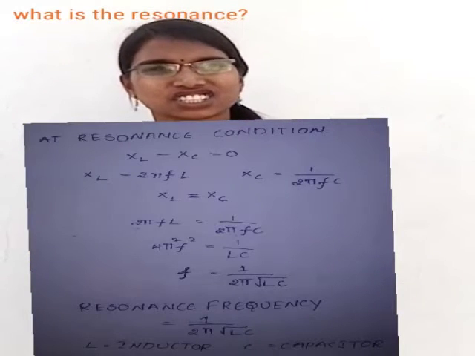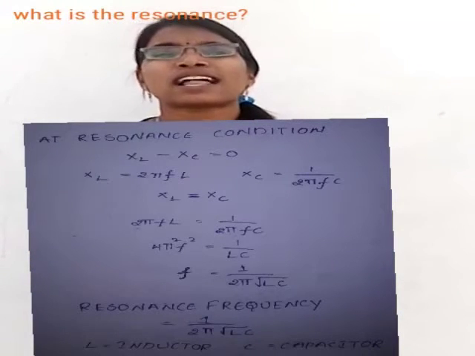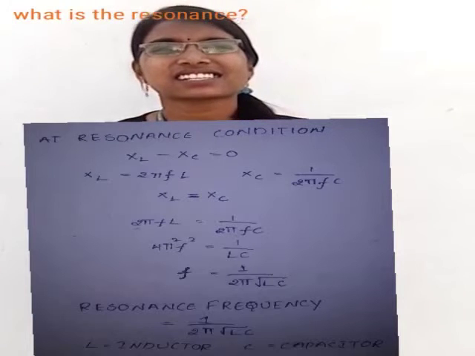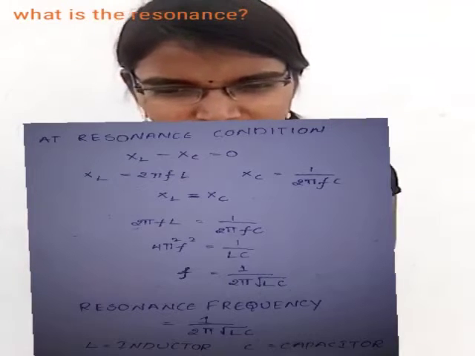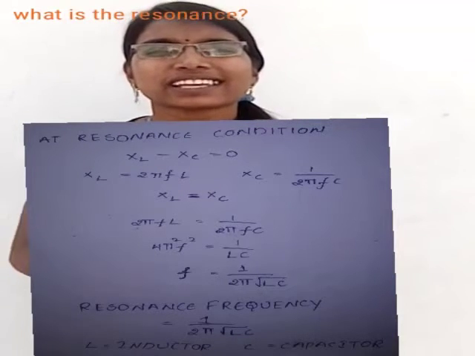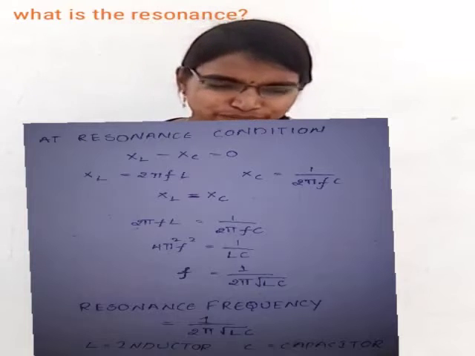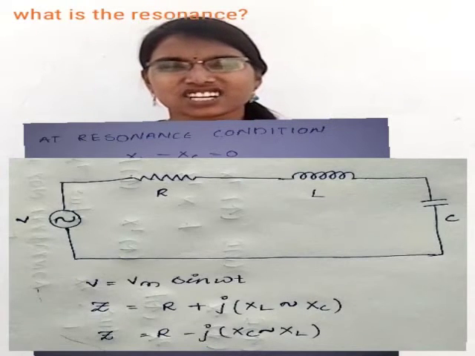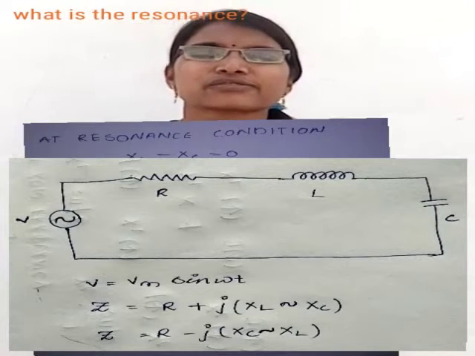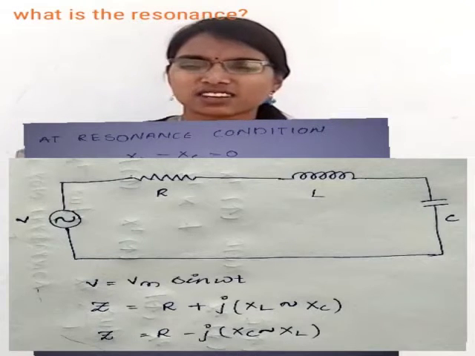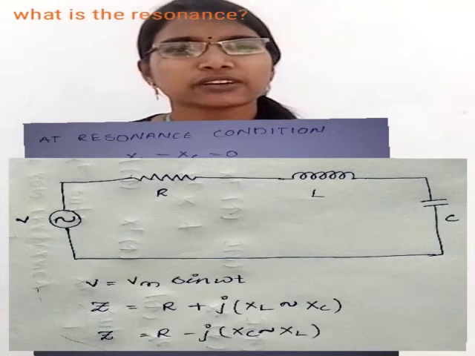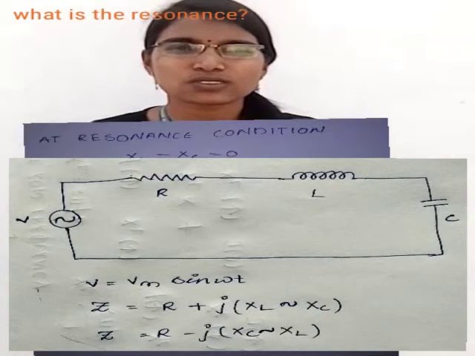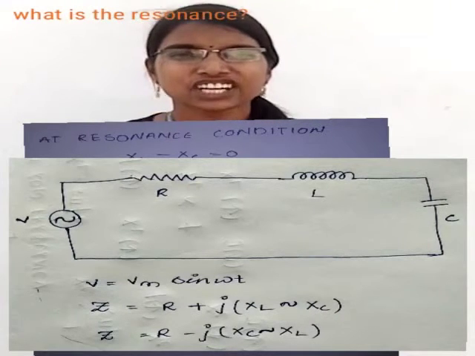At the resonance condition, XL equals XC, that is, reactance of a capacitor is equal to reactance of an inductor. This circuit is purely resistive in nature. And under the resonance condition, current is in phase with the voltage. As you can see on the screen, the diagram of a resonance circuit, where you can see voltage source, resistor, inductor and capacitor.